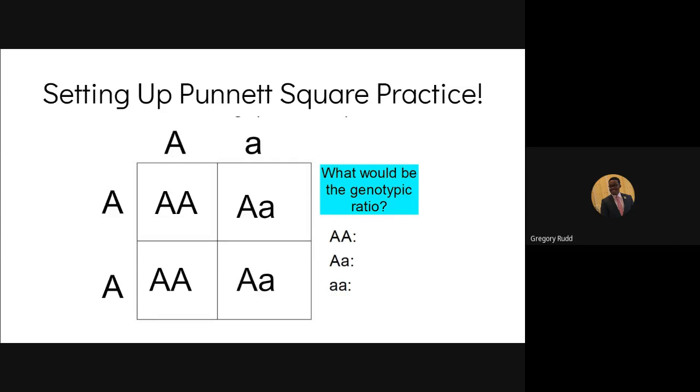So what's our ratio here? 100%. Okay, your phenotypic ratio would be 100%. We're looking for the genotypic ratio.